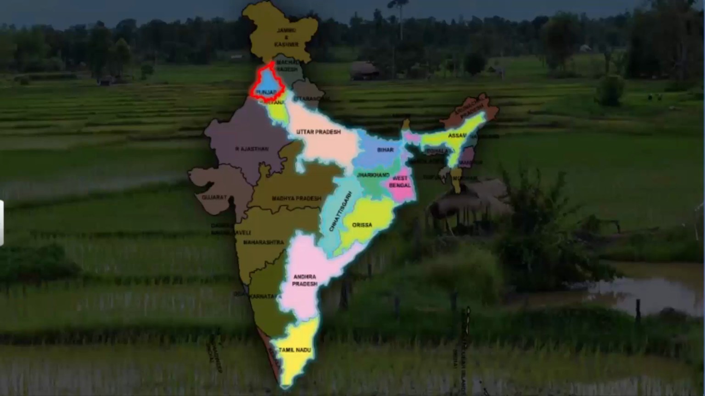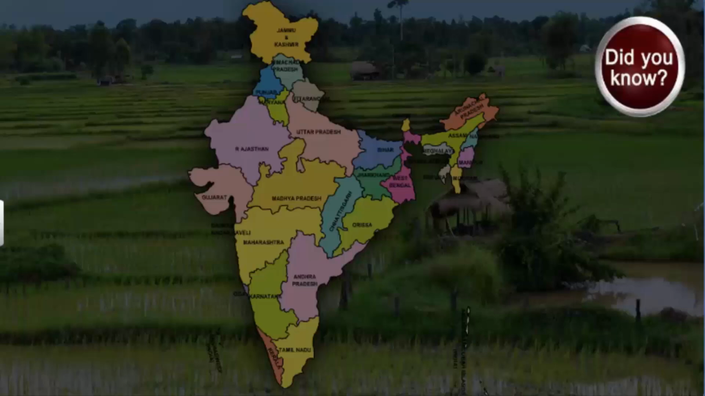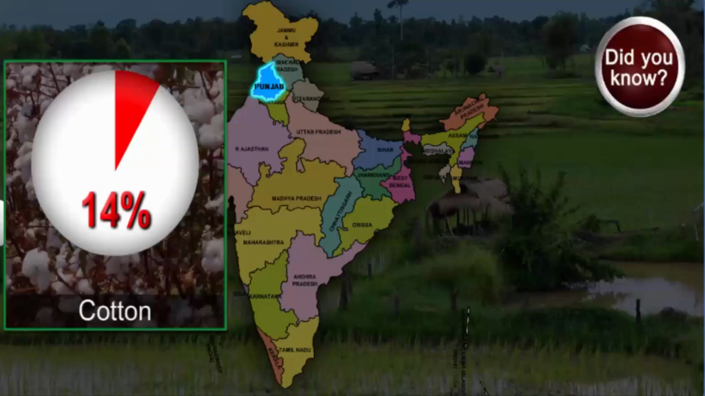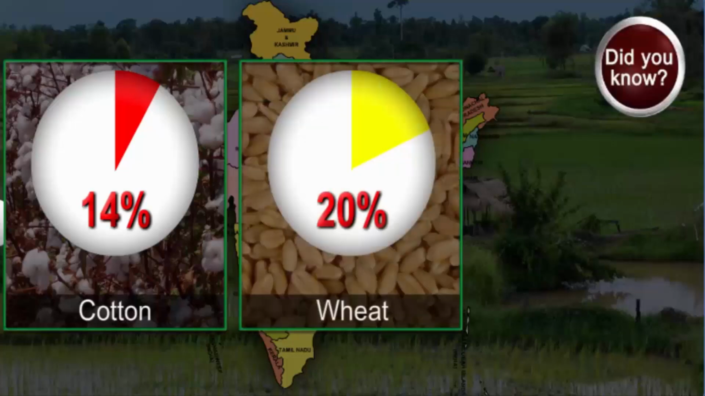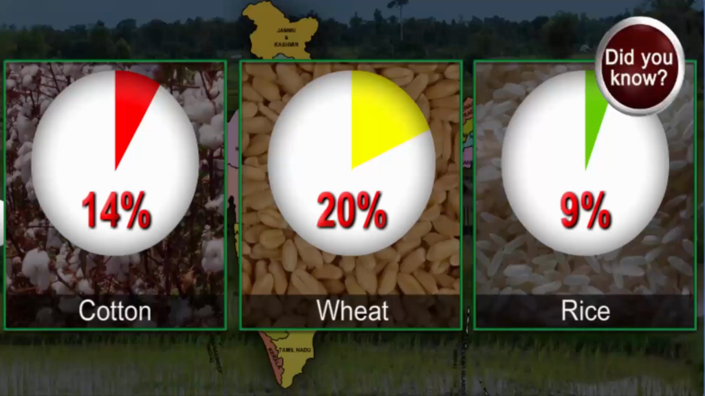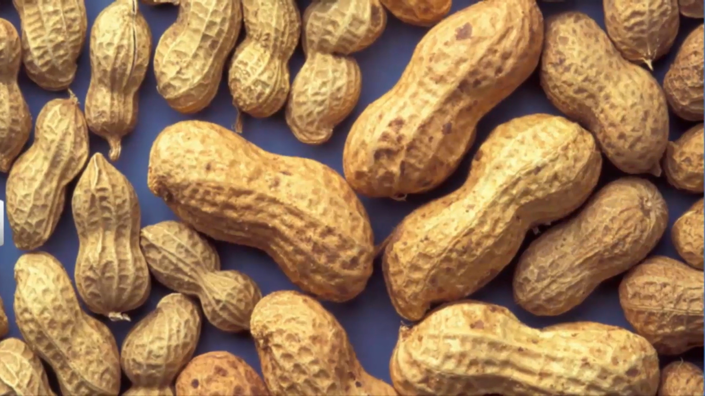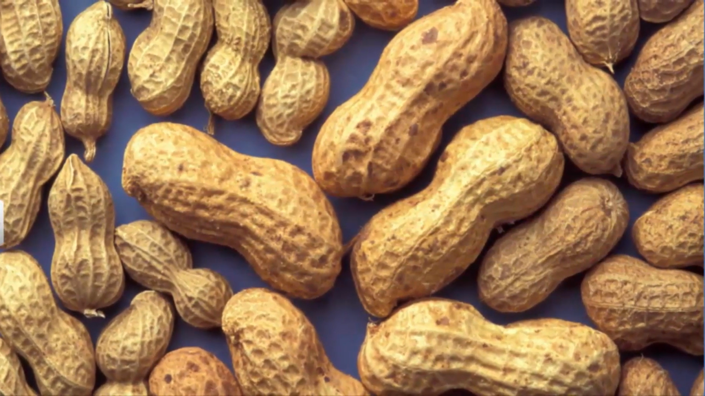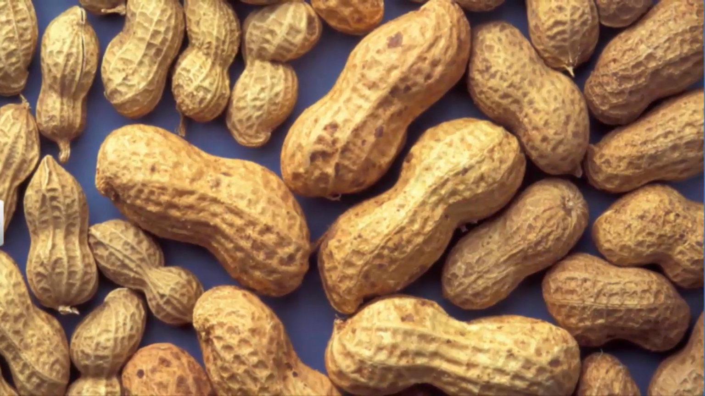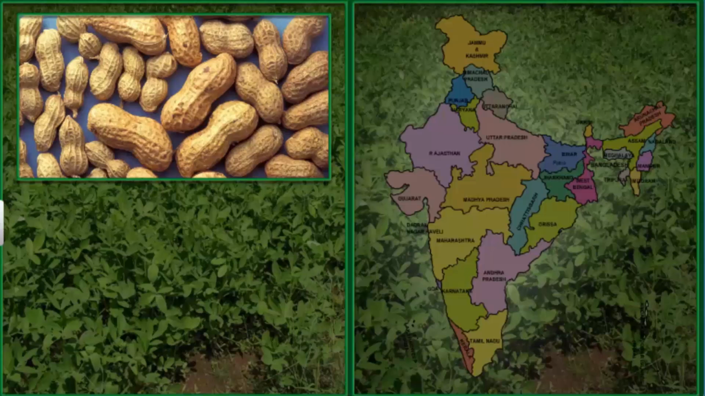but for profit. Did you know Punjab is called the granary of India as it produces 14% of India's cotton, 20% of India's wheat, and 9% of India's rice. Oilseed crops like groundnut are a commercial crop in India and form the most important portion of its agricultural economy. Its production is mainly in 4 states, namely Gujarat, Andhra Pradesh, Karnataka, and Tamil Nadu.